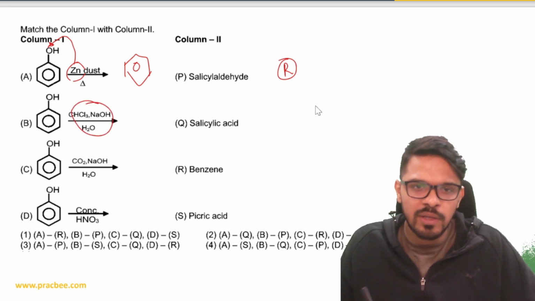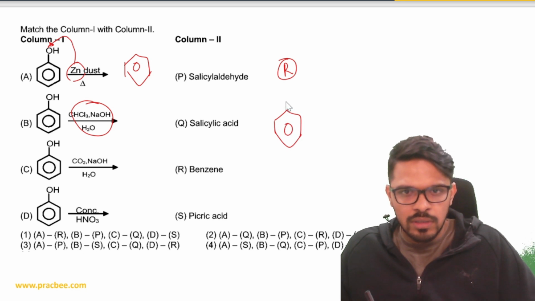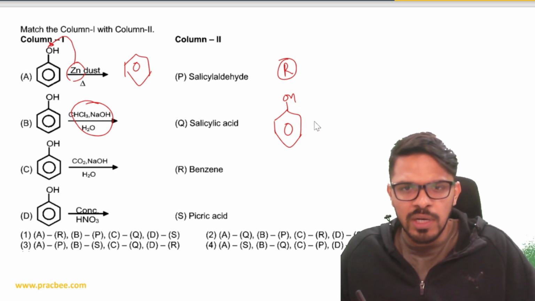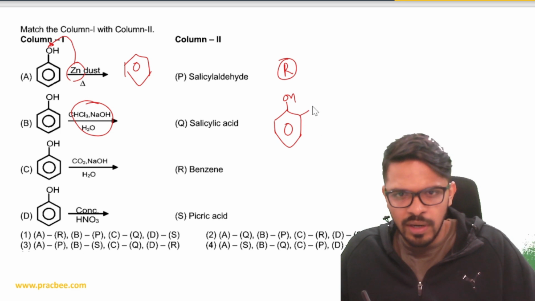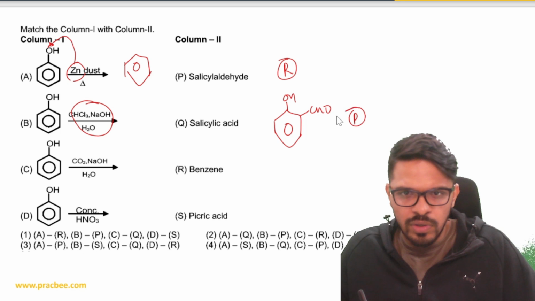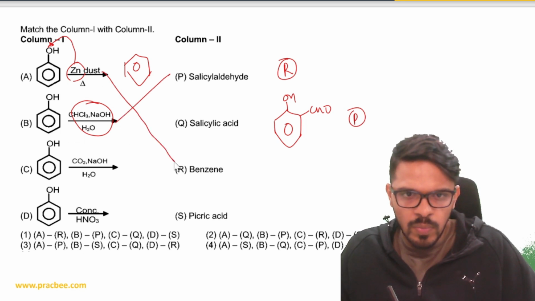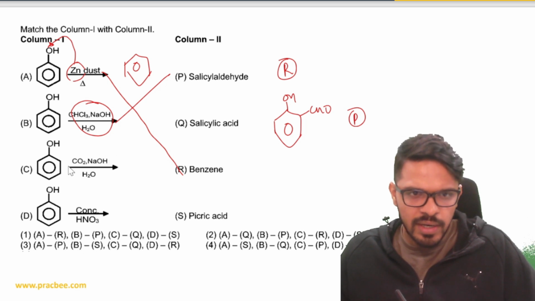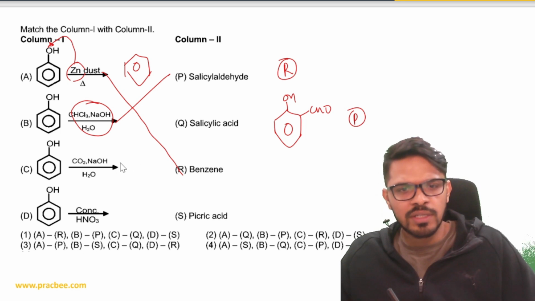See, again they ask Reimer-Tiemann reaction. If you have been following these solving sessions, you will find we have seen Reimer-Tiemann reaction at least 3 to 4 times, right? This is CHO. So this is salicylaldehyde, so it should be matched with P. And next is COH. This is Kolbe carboxylation. So basically we will get salicylic acid.